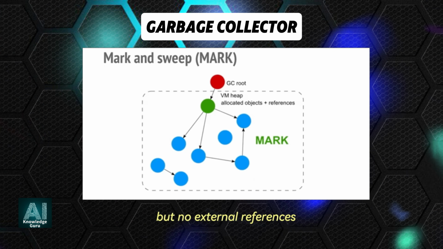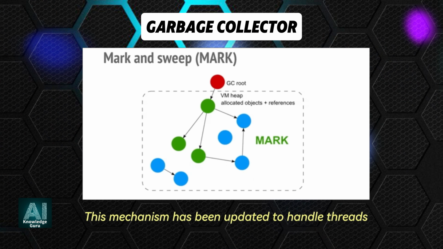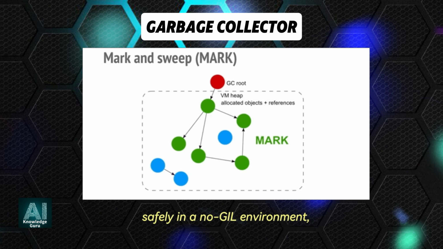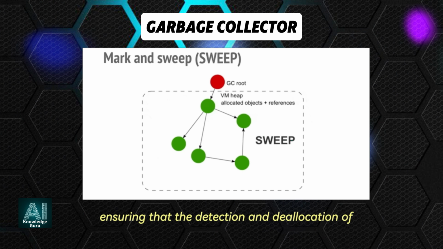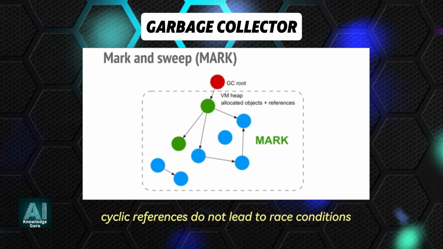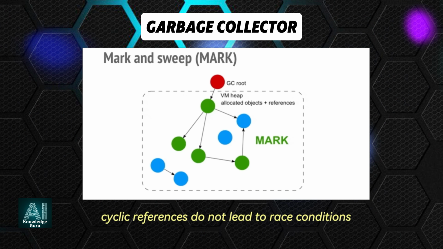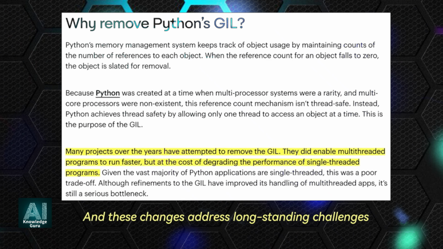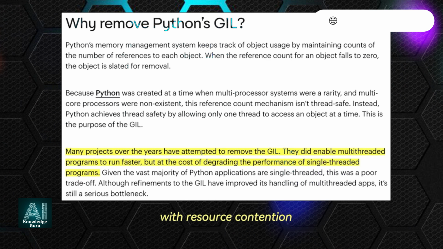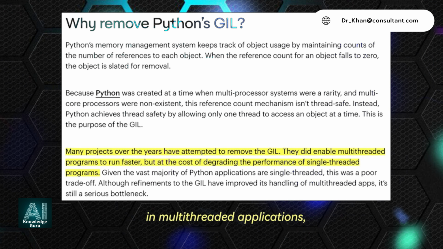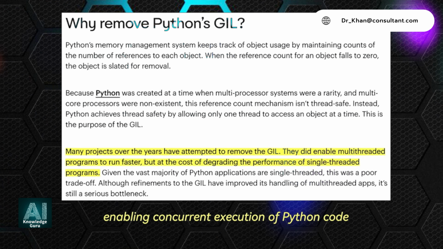Python's garbage collector identifies and deallocates objects involved in reference cycles, for example, two objects referencing each other but no external references. This mechanism has been updated to handle threads safely in a no-GIL environment, ensuring that the detection and deallocation of cyclic references do not lead to race conditions or corruption. And these changes address long-standing challenges with resource contention in multi-threaded applications, enabling concurrent execution of Python code across multiple CPU cores.